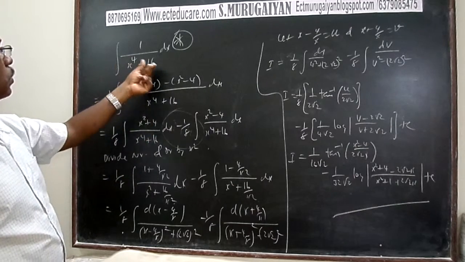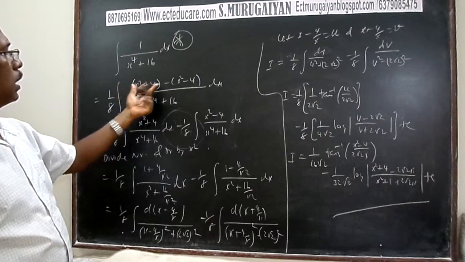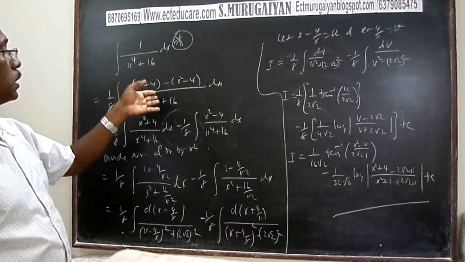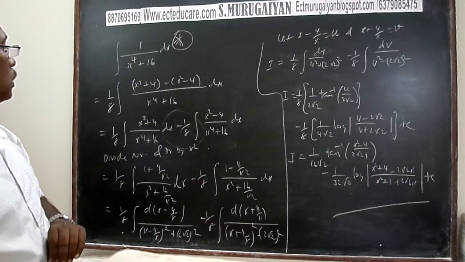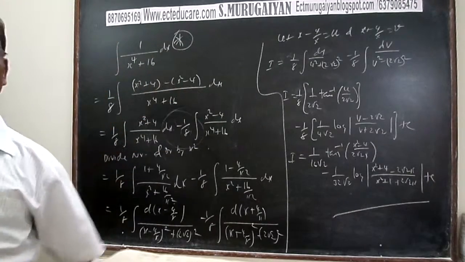So identify the square root of these two terms here, x square and 4. Adjust the numerator in terms of x square plus 4 and x square minus 4 so that the simplified value should be constant. We will discuss one more question.